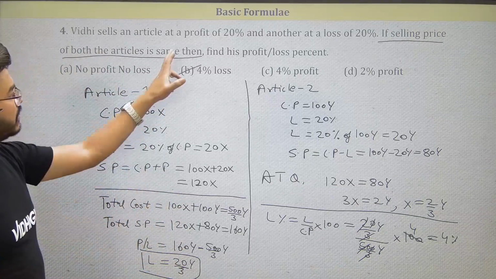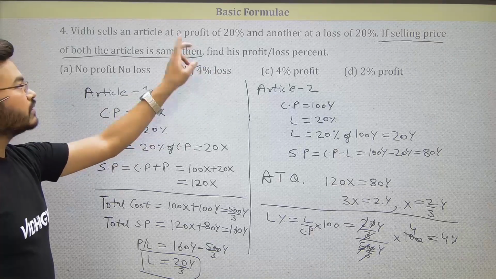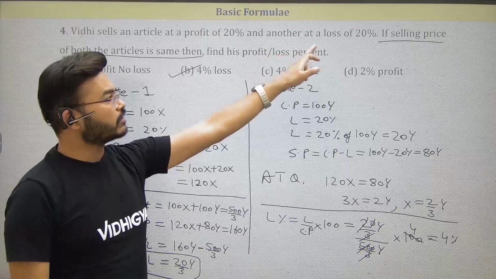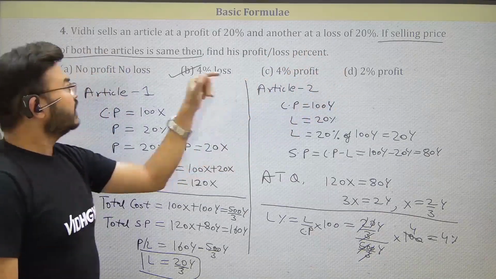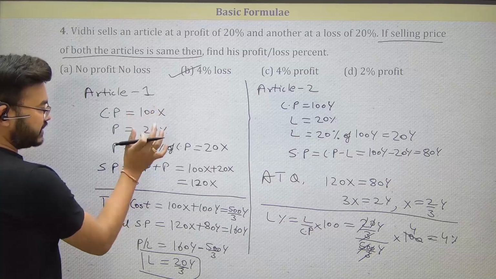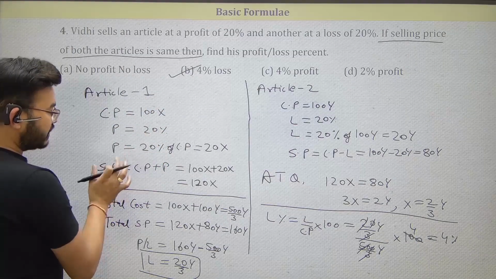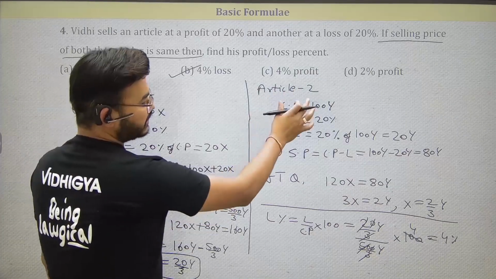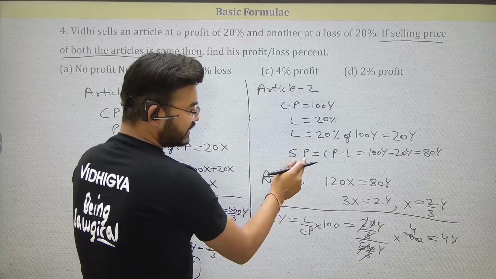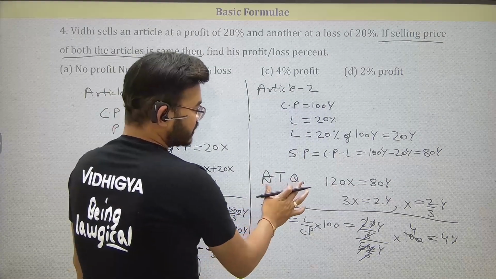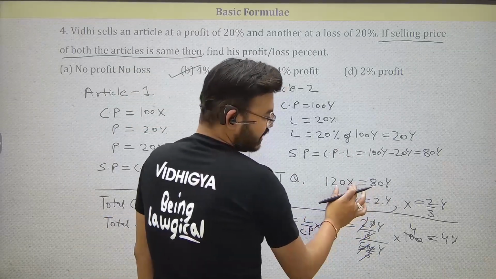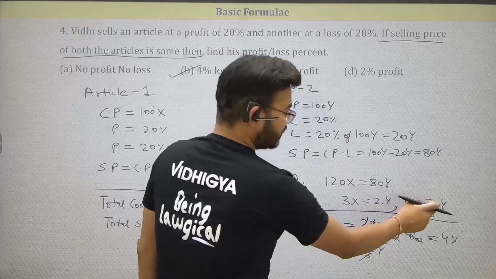We were given two articles. One was sold at a profit of 20%, another at a loss of 20%. If the selling price of both the articles is the same, firstly we calculated article 1's cost price. From the profit percent we could calculate the selling price. Similarly for article 2's cost price we were given the loss percent. From that we could calculate the selling price, and according to the question both the selling prices are equal. Hence we established a relation between x and y.